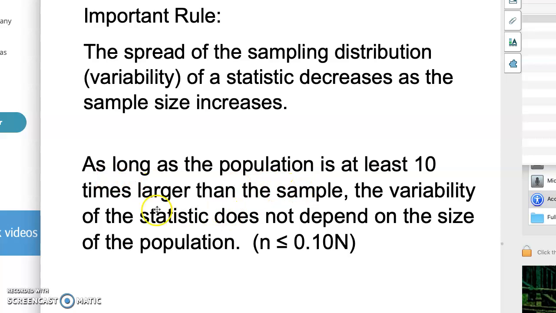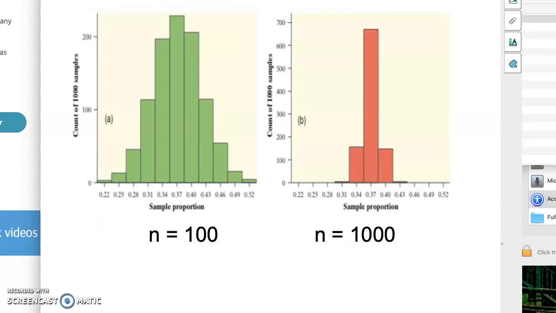As long as the population is at least 10 times larger than the sample, the variability of the statistic does not depend on the size of the population. This has to do with sampling without replacement. As long as I'm not taking more than 10% of my population as my sample, my variability will not depend on the size of the population. Once I start taking more than 10%, I start skewing things, and that's not good.